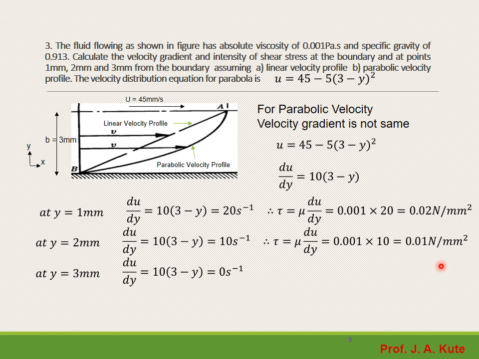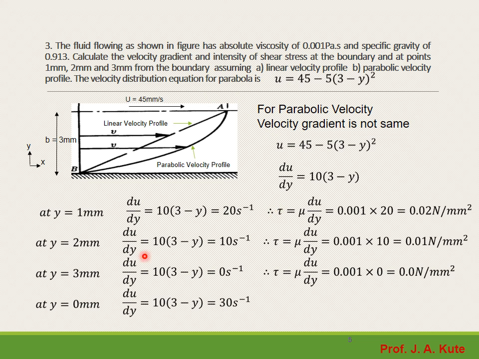Similarly, at 3 millimeter distance, y would be 3 and du upon dy would be 0, and the shear stress at the farthest point, at a distance of 3 millimeter from the fixed plate, is 0, where the velocity is maximum. Similarly, at 0 millimeter distance, y is 0, so du upon dy would be 30 per second, so the velocity gradient is maximum at this point, and similarly the shear stress would also be maximum.